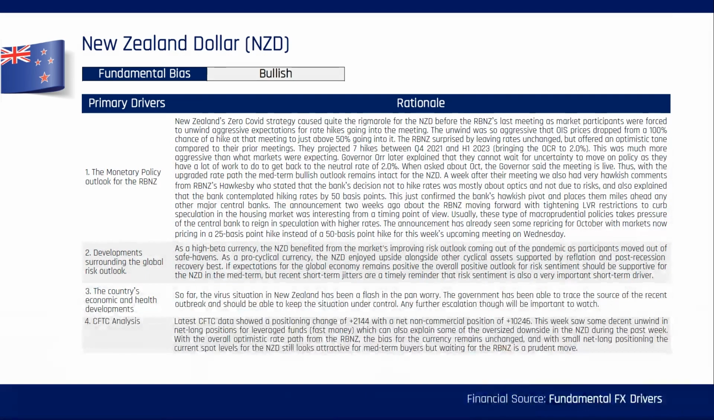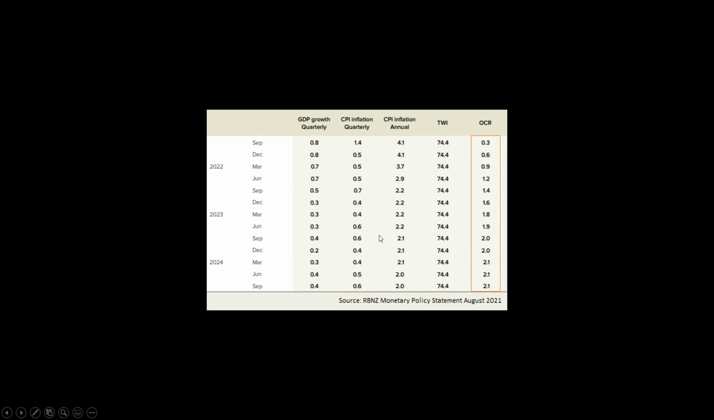Now, if we quickly go to the August monetary policy report, the bank in August projected up to 7 rate hikes between the fourth quarter of this year as well as the first half of 2023. If we consider that other hawkish central banks, like the Bank of Canada and the Bank of England, are only expecting 1 hike in 2021, the RBNZ right now is miles ahead of any of the other major central banks when it comes to tightening policy.